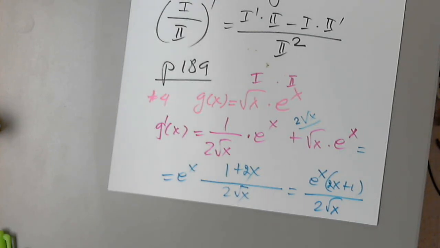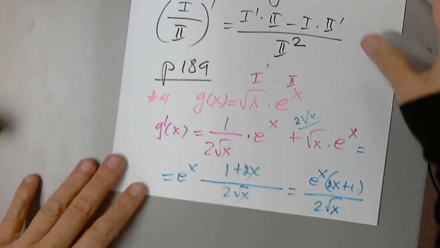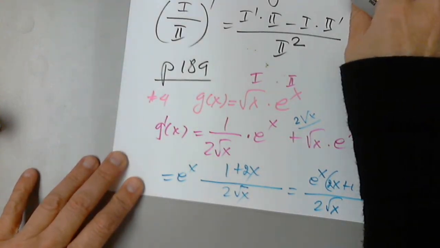The least common denominator is 2 the square root of x, not just the square root of x. My apologies. So then I have 2x plus 1. And you'll see why this is so important for next chapter. Any questions on this problem? Is this okay? Is it okay? Can we move on to a quotient?